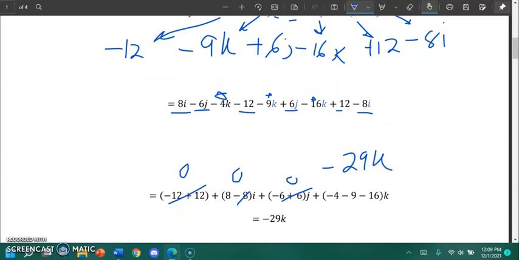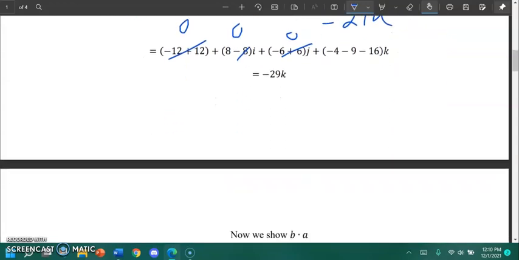So that means that when we do v times u, we should only get negative 29k for it to be commutative. However, if we do not get negative 29k when we do v times u, then we have proven that quaternions under multiplication are not commutative. So let's see what happens.